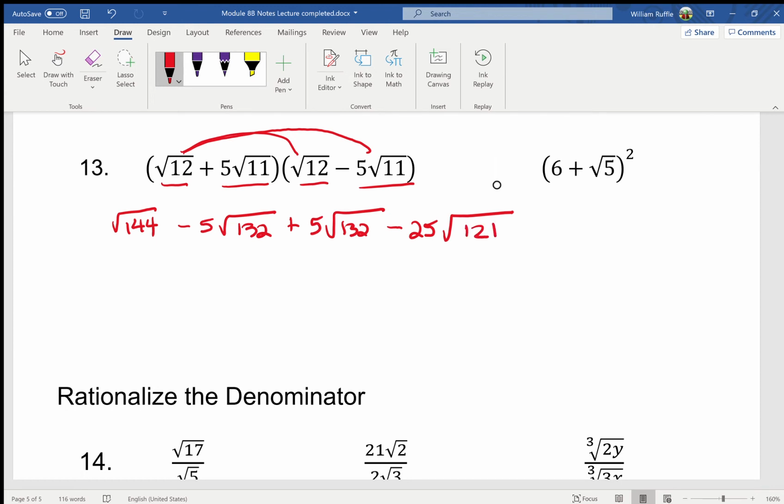So now, let's simplify. The square root of 144 is just 12. Now remember, the middle term goes away. Minus 5 plus 5. These cancel. Now, the square root of 121 is 11, so I've got to do 25 times 11, which is 275, so it's minus 275, which is equal to negative 263.